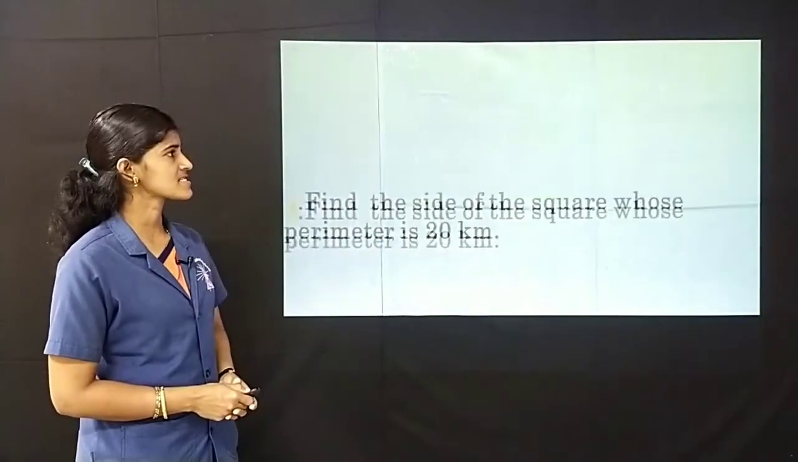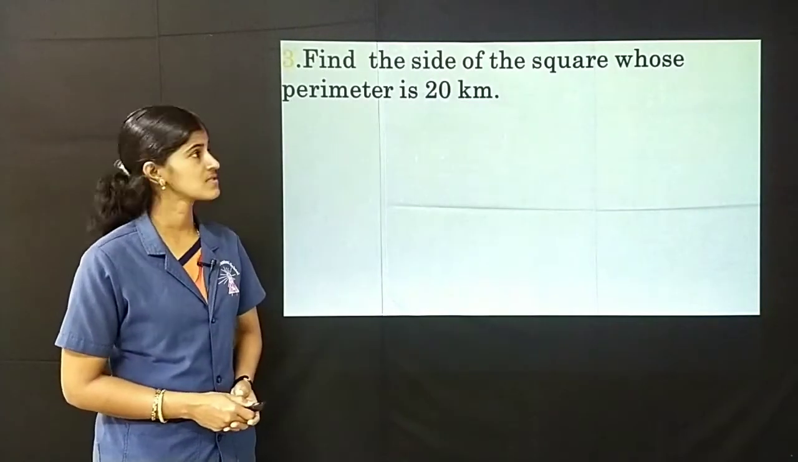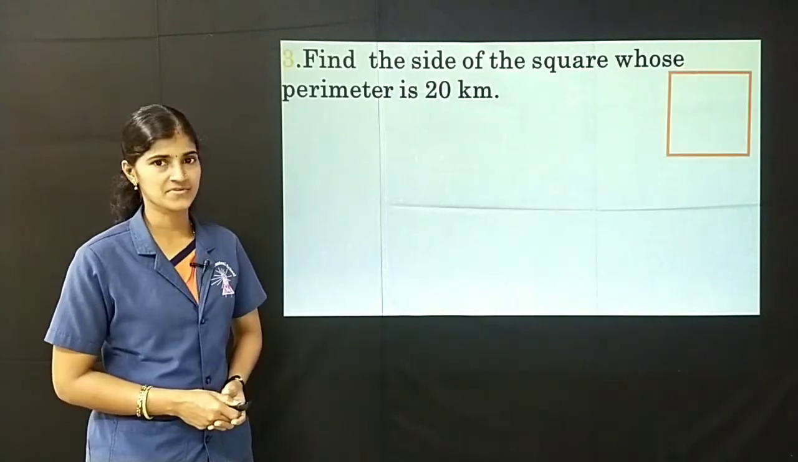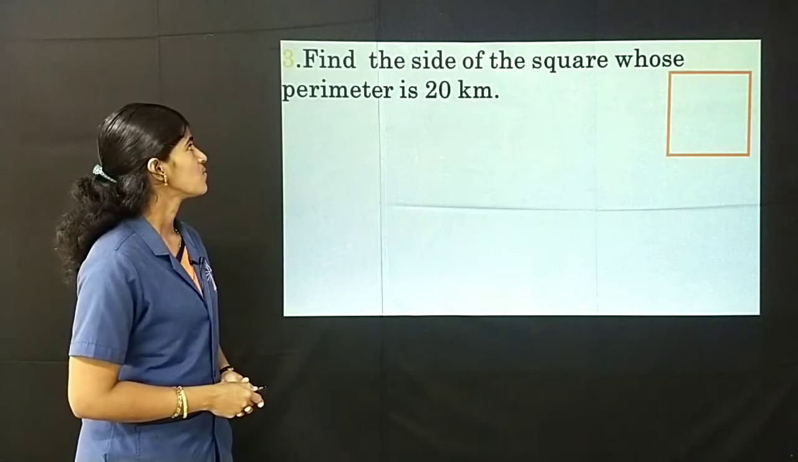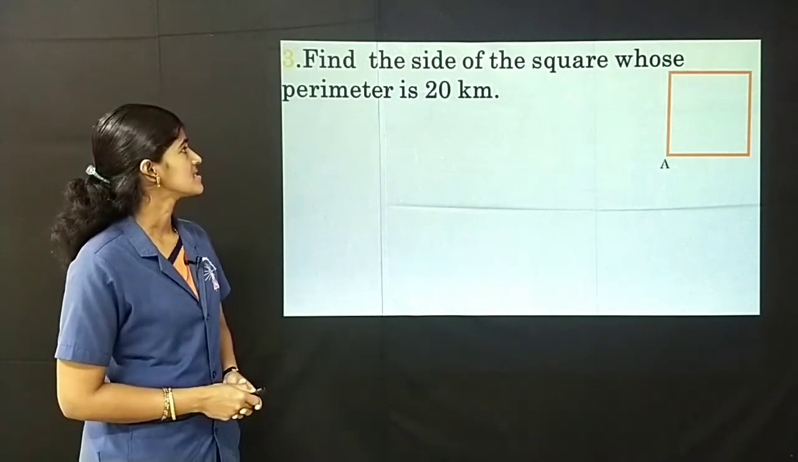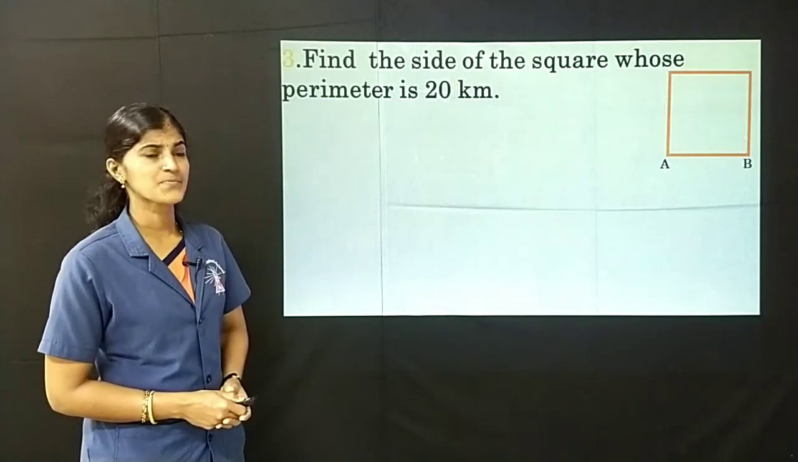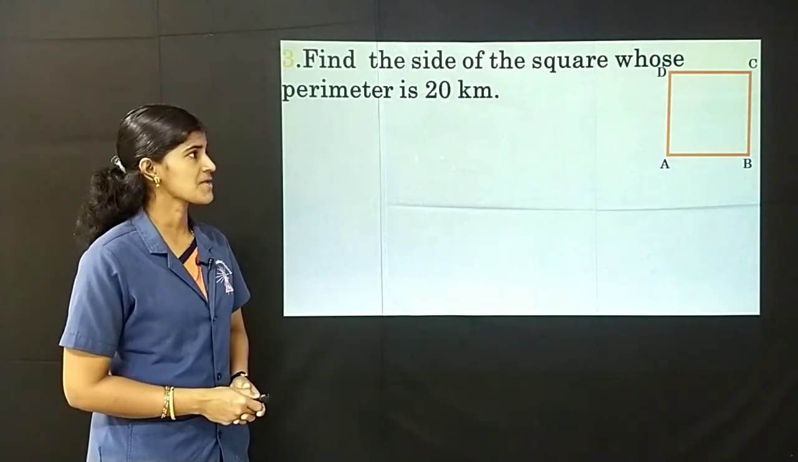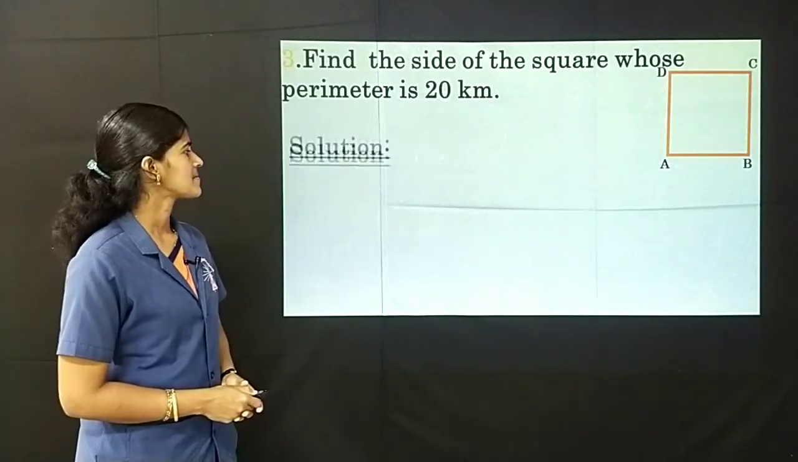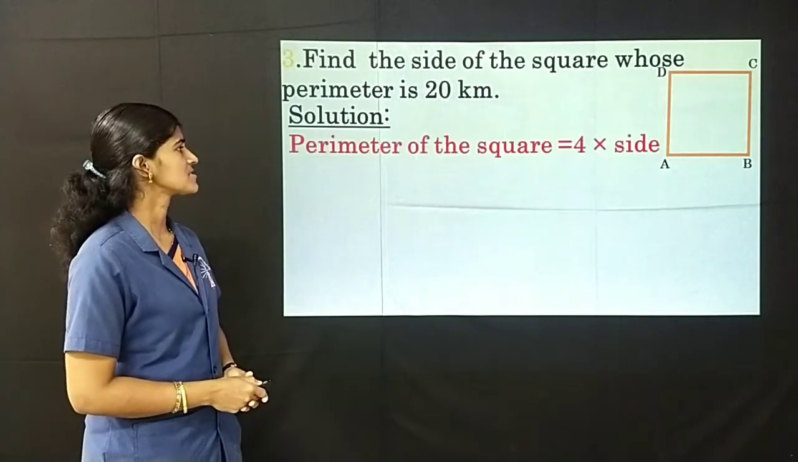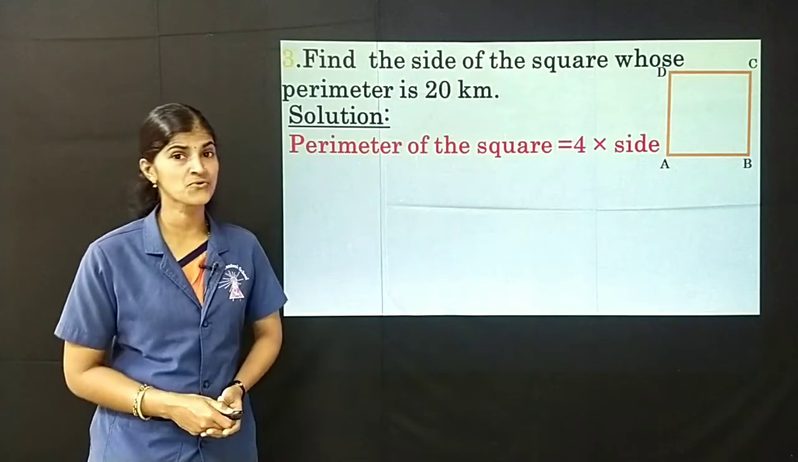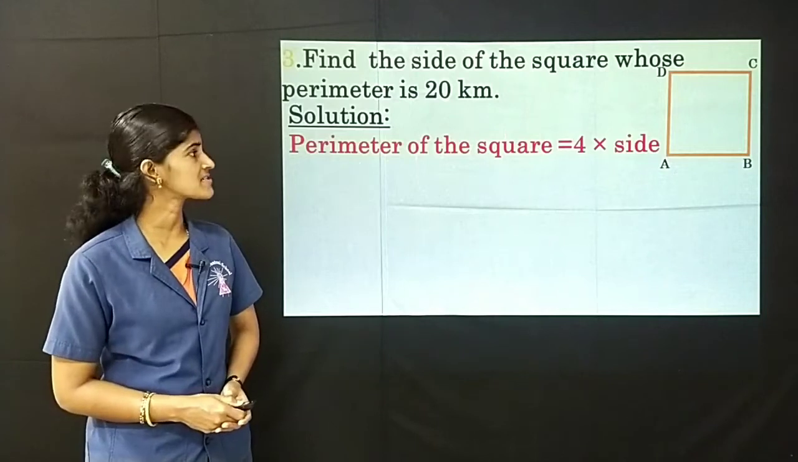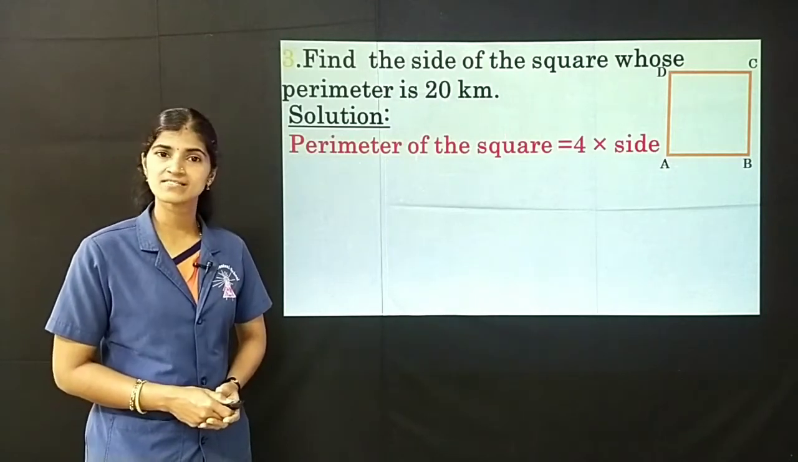Okay. Then the next one, find the side of a square whose perimeter is 20 kilometer. So here it is a little different problem, a small change in the problem. What is given in the problem? It is given that the perimeter is 20 kilometer. We have a rough diagram of a square ABCD. We know that the perimeter of the square will be equal to 4 into side. But we are not going to find the perimeter now. We are going to find the side. How to find this side?